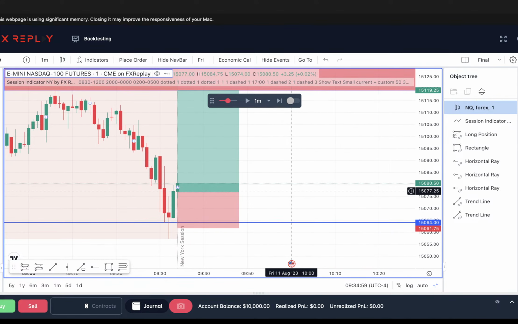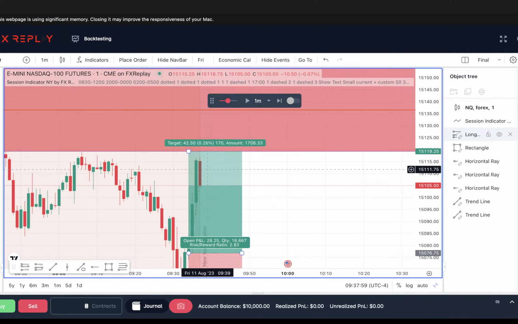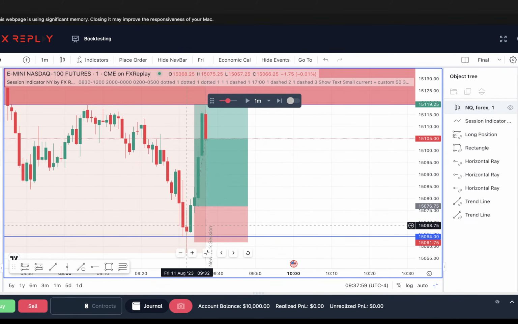Honest to God, ooh, beautiful trade. Beautiful trade. You see that? You can enter off these wicks like this on the 1 minute. I entered off this on Tuesday to make that $1,200.